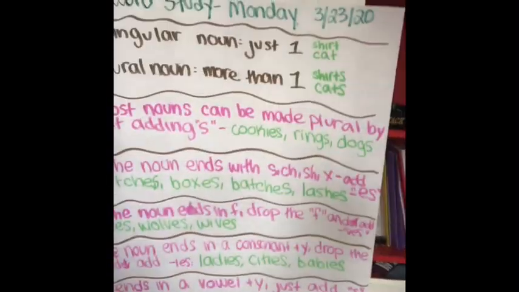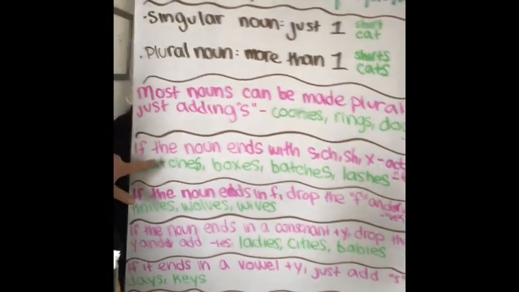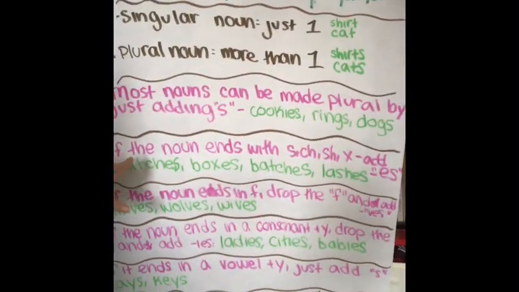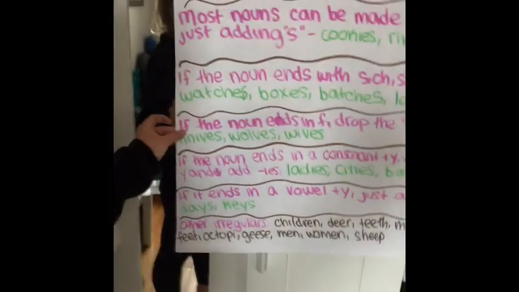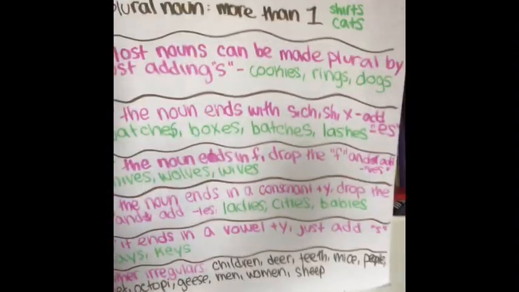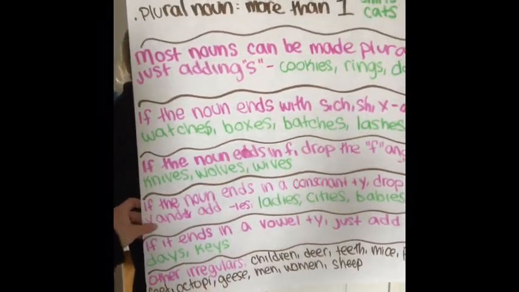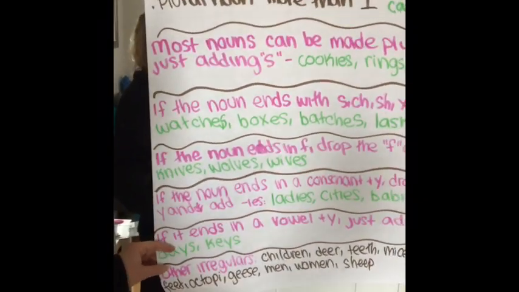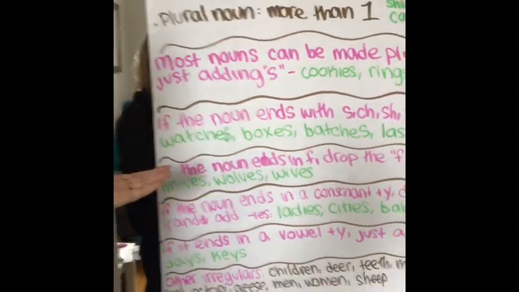Most nouns, you can make plural by just adding s, but if it ends in a sh, ch, or x sound, you have to add es, so you don't end up saying, I baked 6 batches of cookies. If the noun ends in f, you drop the f and add ves. Consonant plus y is drop the y and add ies. And if it's a vowel plus y, then you just add s. And then at the bottom, you have your irregulars that you just need to memorize. Okay, now let's turn the page and work on our next worksheet.